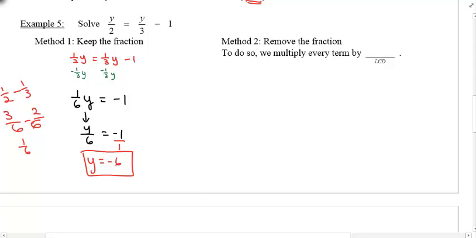If you don't like the fraction business, then yeah, we've got to remove it. We should find the lowest common denominator of 2 and 3. If you said 6, that's correct. And so here's what you do. I'm going to take y over 2, multiply that by 6.